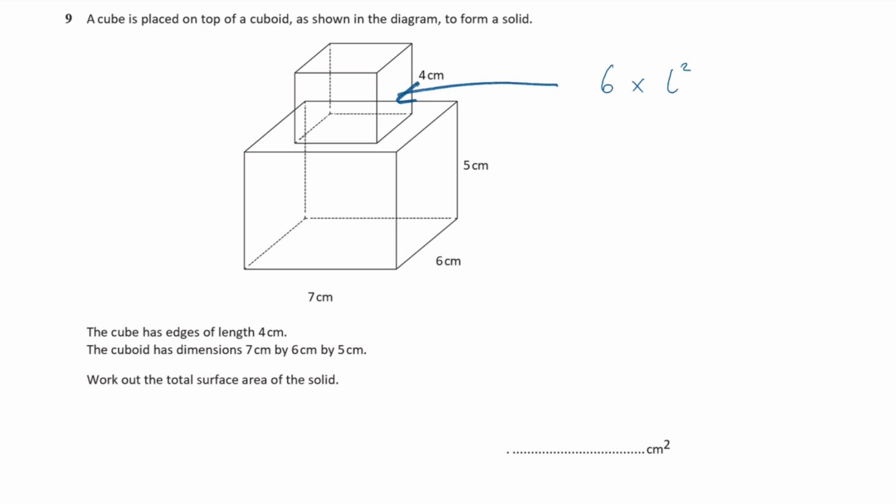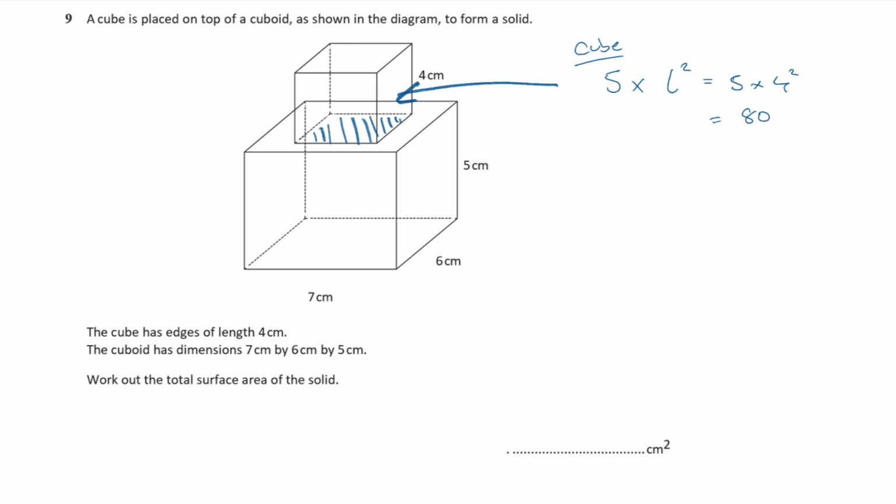But in this one, can you see that this face here is not on the surface? It's covered. That's where the two solids join. So that's not an exposed surface. So in this cube, you can only actually see 5 of the faces and not 6. So the surface area of the cube part is going to be 5 lots of L squared, or 5 times 4 squared. So 5 lots of 16, that's 80, isn't it?